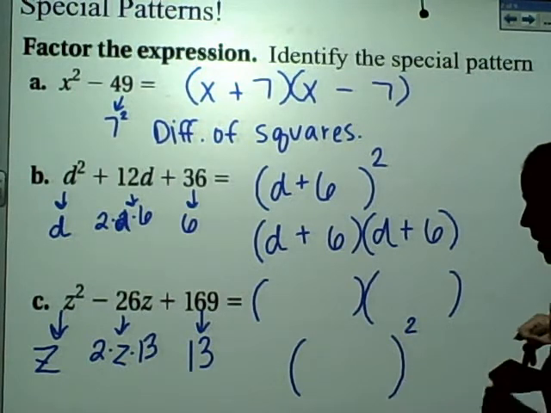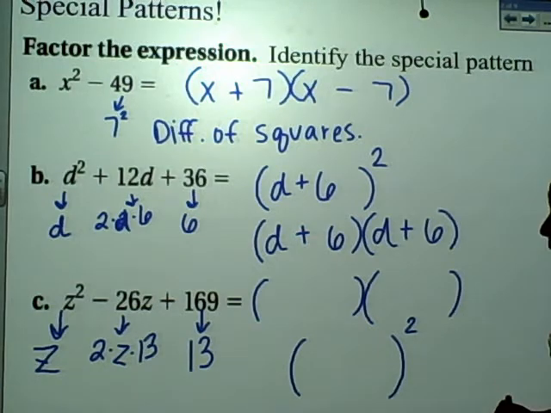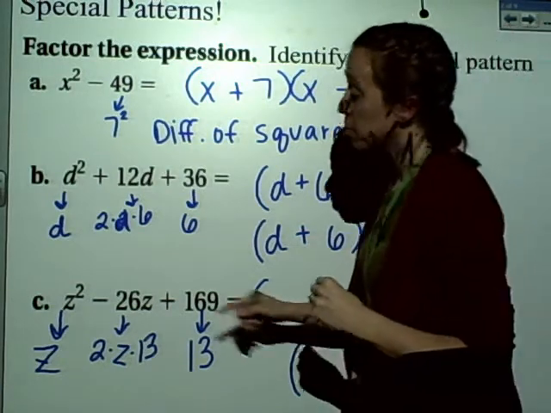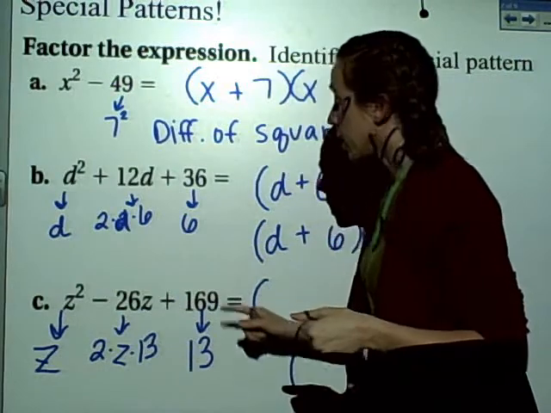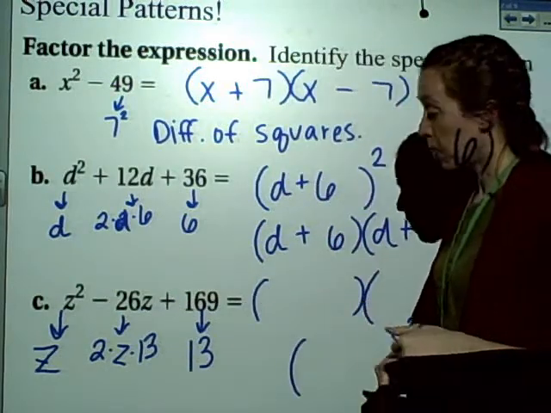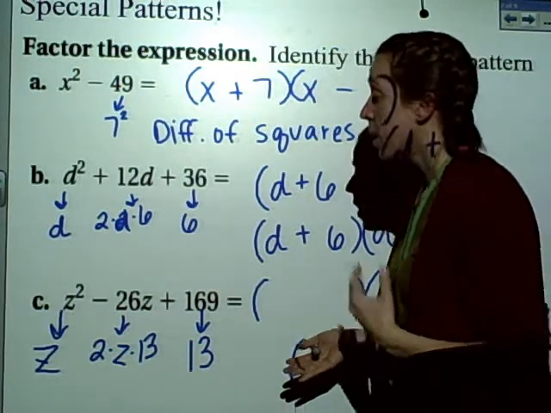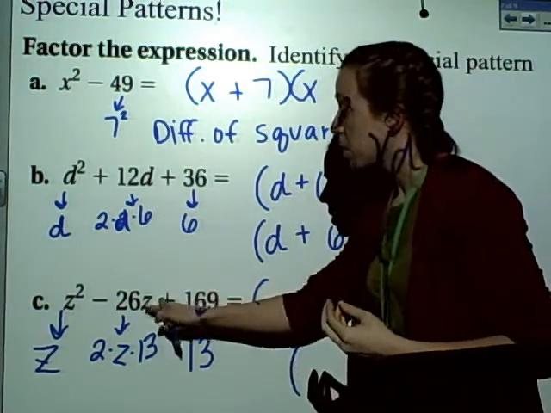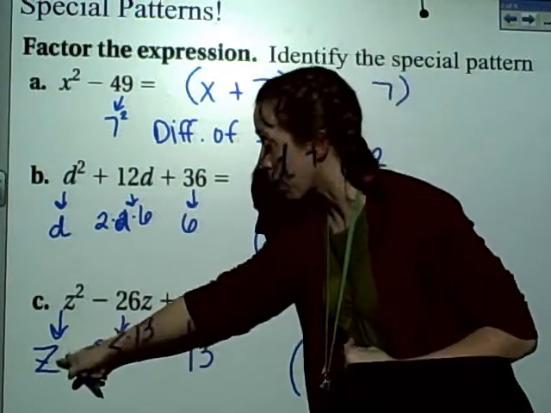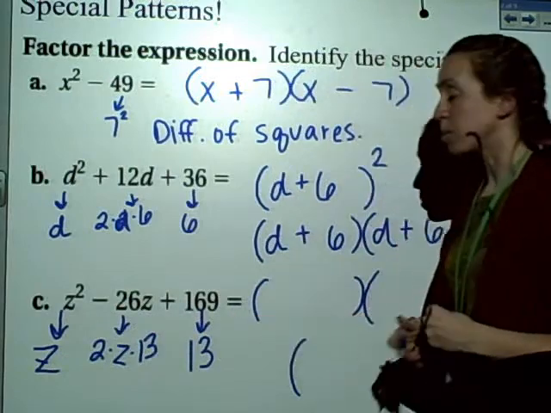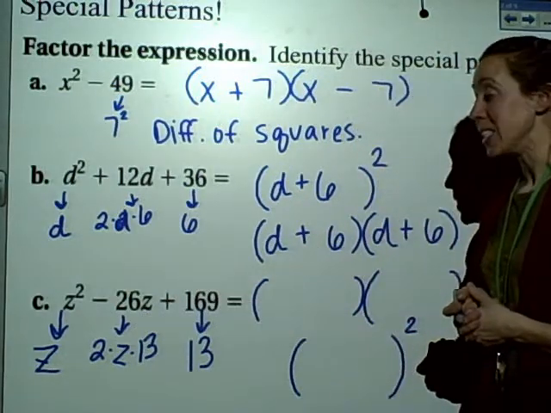Okay, so for that last one, again, we're going to check for that perfect square pattern. We're going to say, is something being squared in the first spot? Yep, it is, z. Is something being squared in the last spot? 13 is squared to give you 169. Then we're going to say, is my middle term equal to 2 times whatever is being squared in A times whatever is being squared in C? And it is. It's equal to 26z.